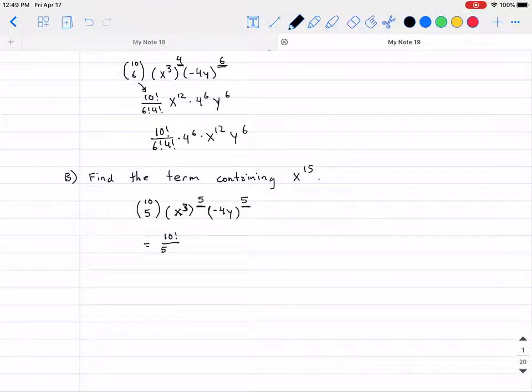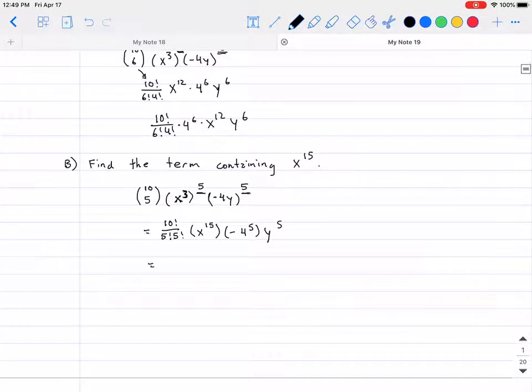So the 10 choose 5, that's the same thing as 10 factorial over 5 factorial, 5 factorial. Then we have x to the 15th power, which is what I wanted. And also we have negative 4 raised to the 5th power. So that's going to be negative, literally 4 raised to the 5th power and y to the 5th. And putting it into its final form once again, we'll put the negative outside. We have the 4 to the 5th. Then we have 10 factorial over 5 factorial, 5 factorial. X to the 15th multiplied by y to the 5th.